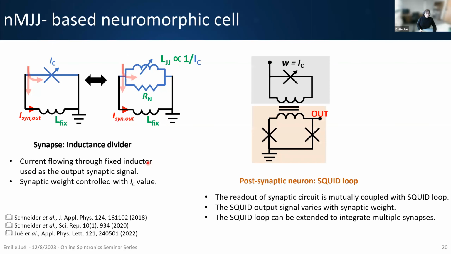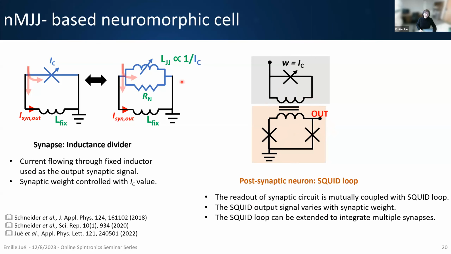Okay, so to read the output of the synaptic circuit, we mutually couple this circuit with a squid loop, which is used as a postsynaptic neuron. So here you see that when we vary the critical current, which is our weight here, we're going to modify the amount of current flowing through the fixed inductor. This one is coupled with the squid loop, which means that we modify the amount of current flowing through this squid loop. And the current flowing through this squid loop is going to give us our output.